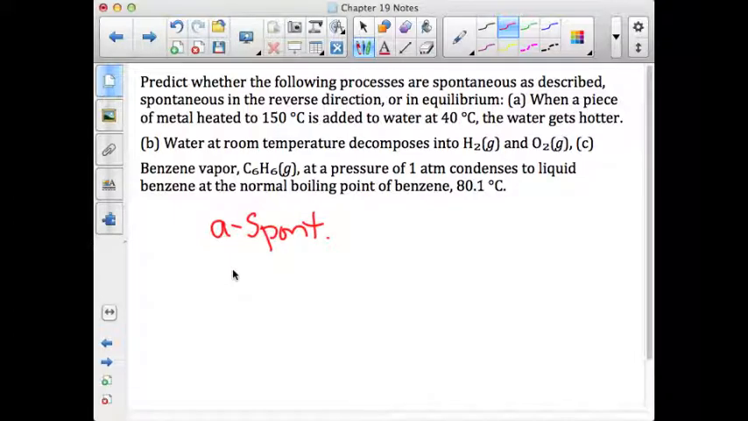B: water at room temperature decomposes into H2 and O2. None, that's not going to happen. Water is not just going to fall apart. You have to run electricity through it to get it to split apart. Next, benzene vapor at a pressure of 1 atmosphere condenses to liquid at the normal boiling point of 80.1 degrees Celsius. What this is saying is that my benzene vapor condenses. It is spontaneous in equilibrium.